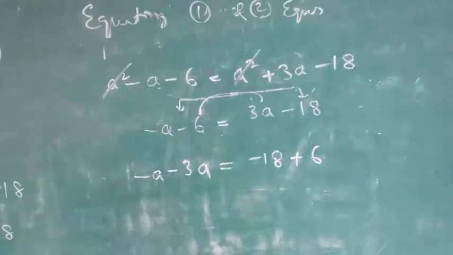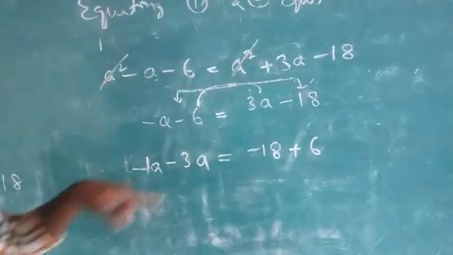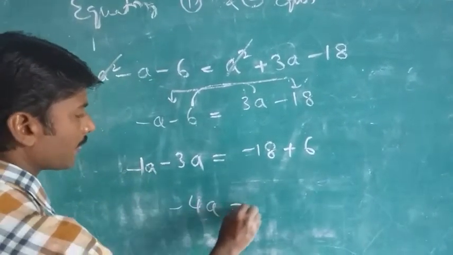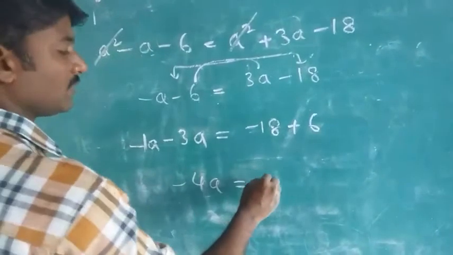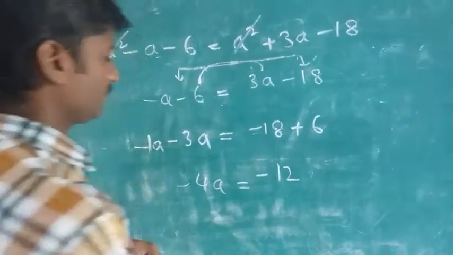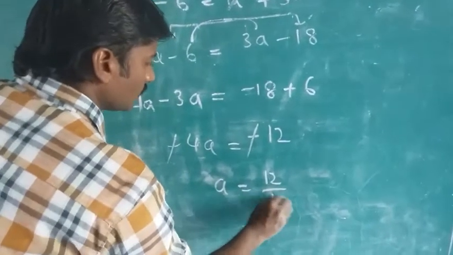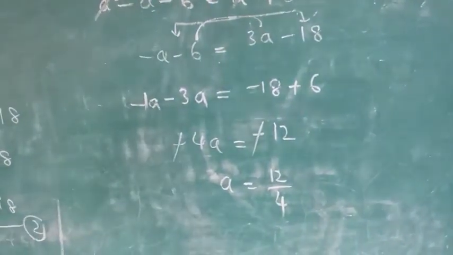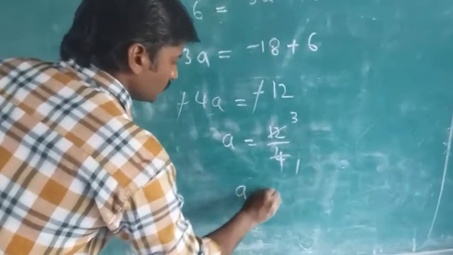Okay children? Now minus a minus 3a means minus 1a minus 3a, that is minus 4a. Minus 18 plus 6, children. If there is one negative number, subtract it. The big number will be put, both get cancelled. a is equal to 12 on 4. Cancel it: 4 ones are 4, 4 threes are 12. a is equal to 3.